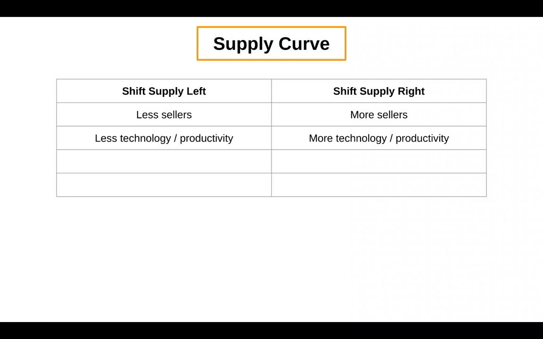Second one, technology and productivity. If workers are less productive or there's less technology available to them, supply moves to the left. If there is more technology or productivity, supply would move to the right.